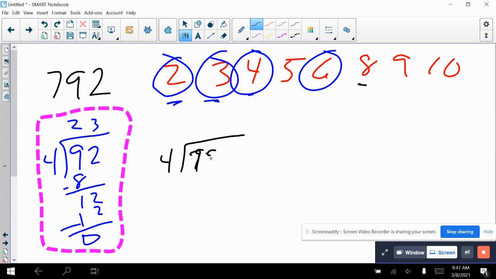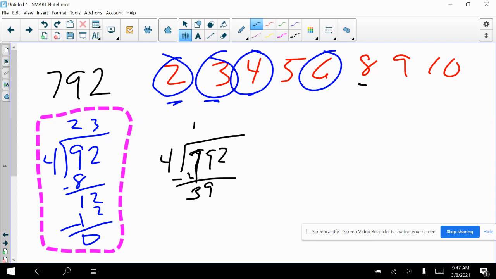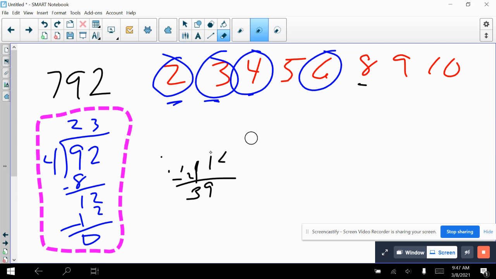Oops. 7 goes in there 1 time. Oh, sorry. Yeah, thank you. I was stuck on my rule for 4.